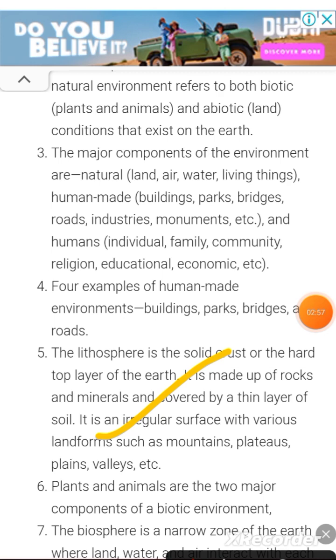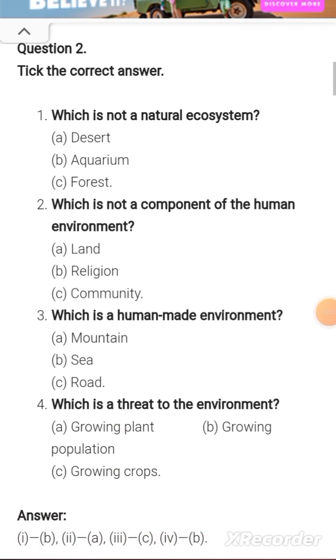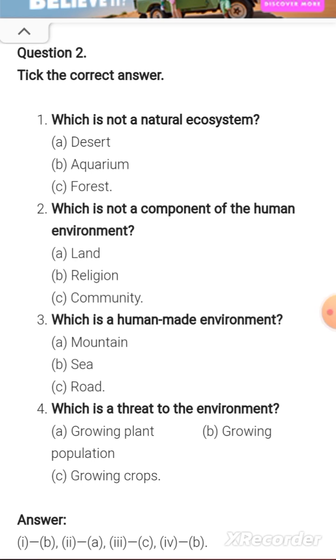Now we are going to question 2, that is, tick the correct option. So let's do it. The first question is, which is not a natural ecosystem? So a natural ecosystem, desert is, but aquarium is not. Forest also is, but aquarium is not. So the answer is B.